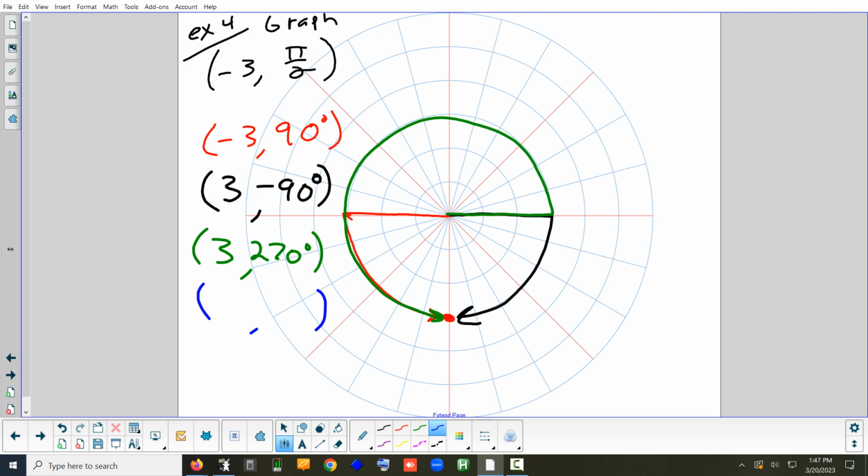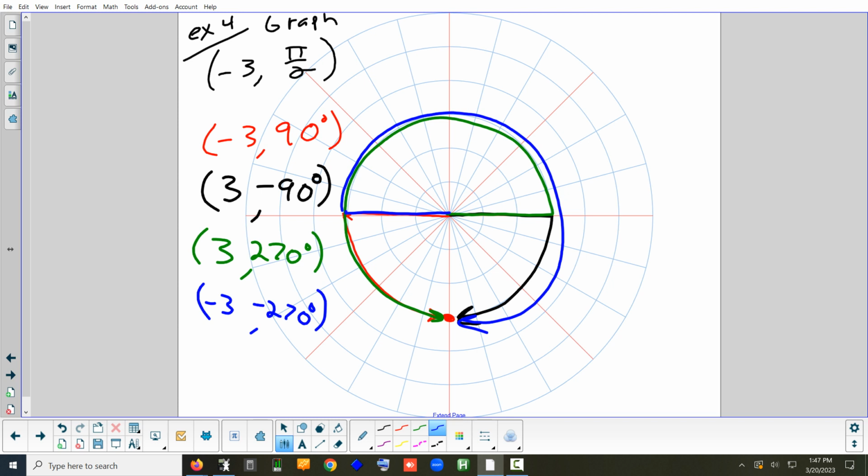Looking for a fourth one. So we've got a negative, positive, positive, negative, positive, positive. We're missing the negative, negative. Yeah. Negative 3, negative 270. Let's try it. So negative 3 means go left 3. And now negative 270 means to go clockwise 270 degrees. And that's pretty much it.